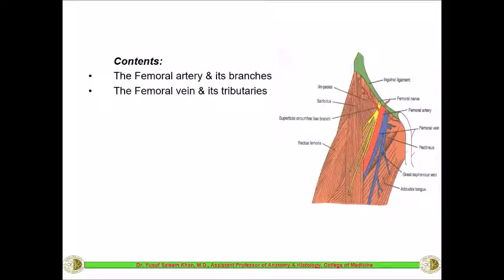Then just medial to that is the femoral vein and its tributaries. So this is the femoral vein and its tributaries. The branches of the veins are called tributaries because they will be draining into the larger vein.